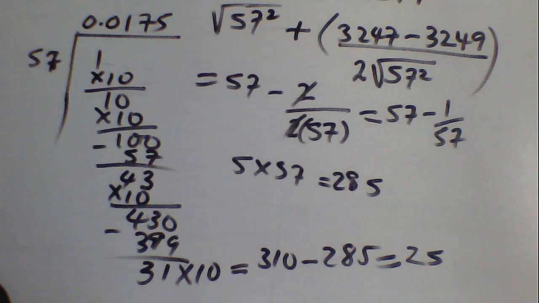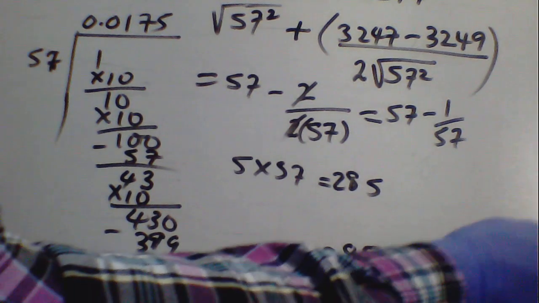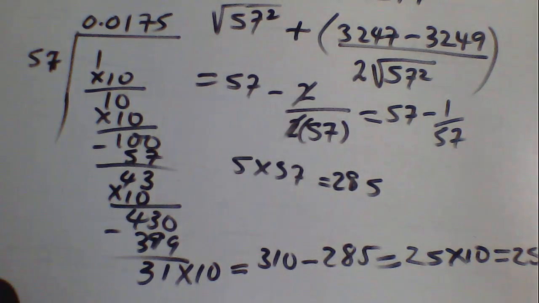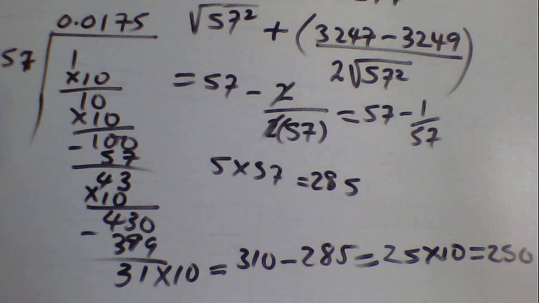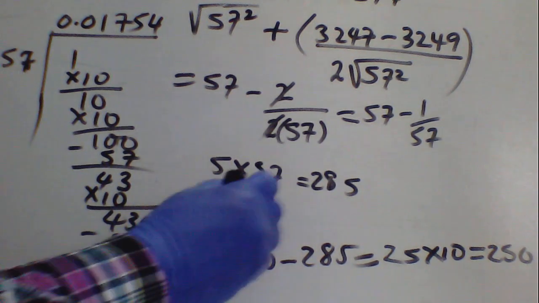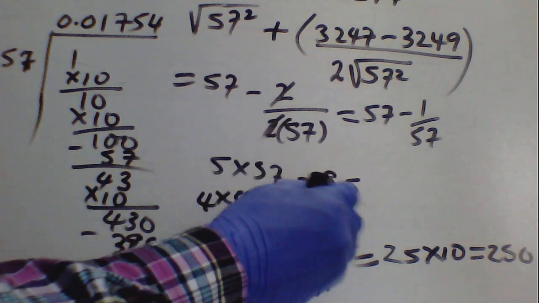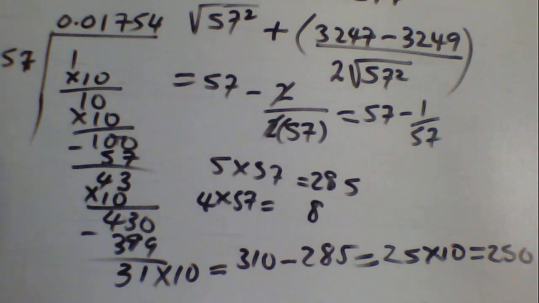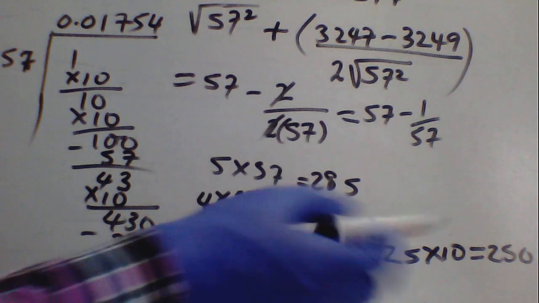25 divided by 57, it cannot go. You multiply by 10. We have 250. So 250 divided by 57, we have 4. Because 4 times 57, 4 times 7 will give us 28. I write 8, carry 2. 4 times 5 will give us 20, plus 2 will give us 22. So this is where we stop.